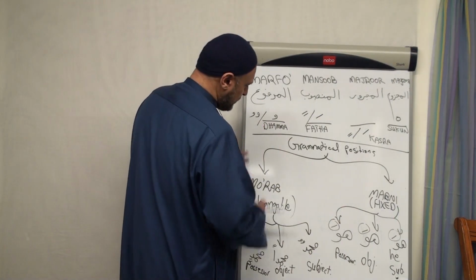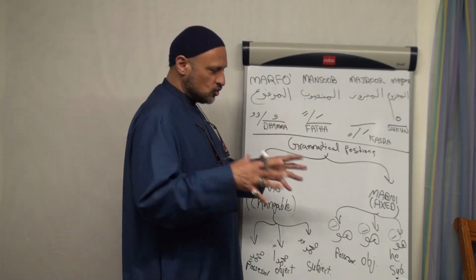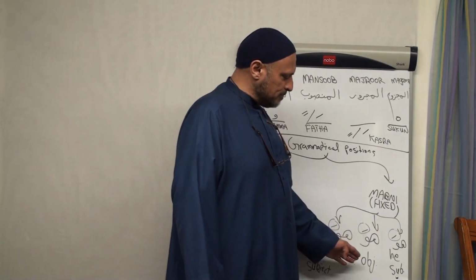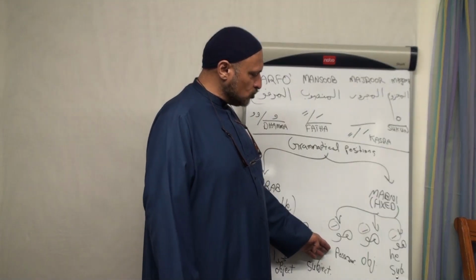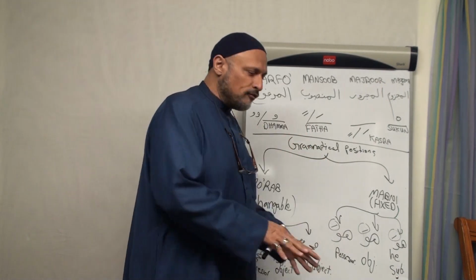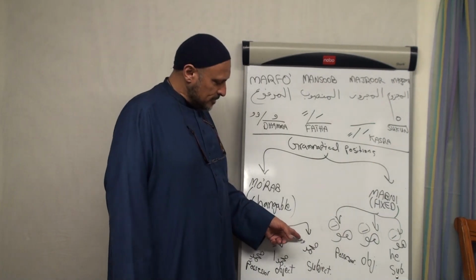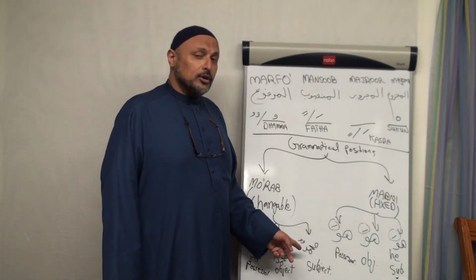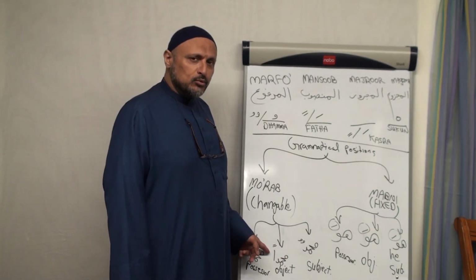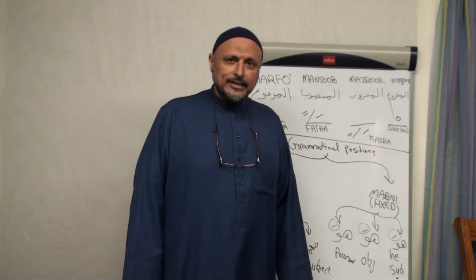Grammatical position, however, has two types. One is fixed, mabni. Mabni is like bina, fixed, solid. They don't change their end sign. So in the place of being marfu', in the place of being mansub, in the place of being majroor, because they don't take marfu', mansub, majroor. That's why we say in the place of, fi mahalli. And here, changeable, we have mu'rab. So subject, it will take sound u, Muhammadun. Object, mansub, it will take sound a, Muhammadan. Possessor, it will take sound e, Muhammadin.